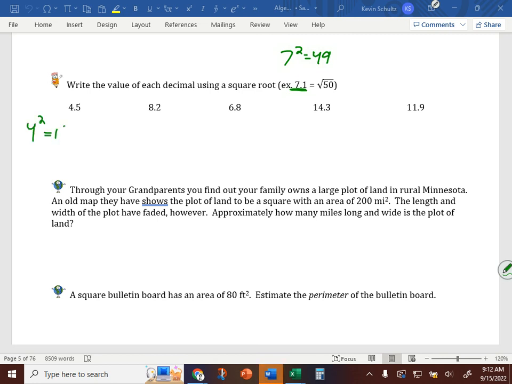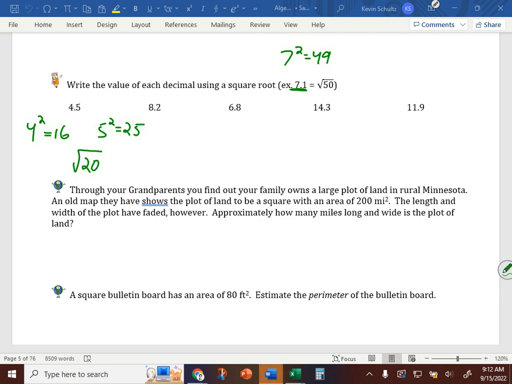What would 4.5 be? 4 squared is 16. 5 squared is 25. Where would 4.5, a good estimate for that be? The root of what? The root of 20. Sure. It's about in the middle. Root of 21, about in the middle, right?